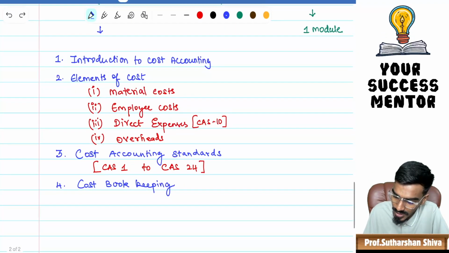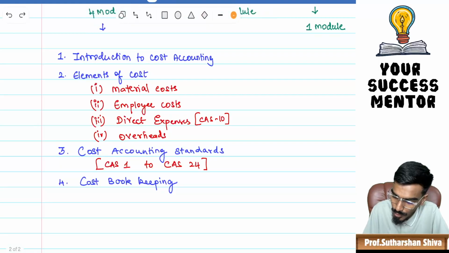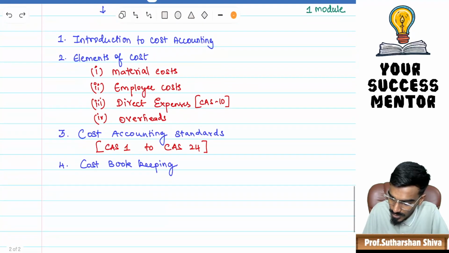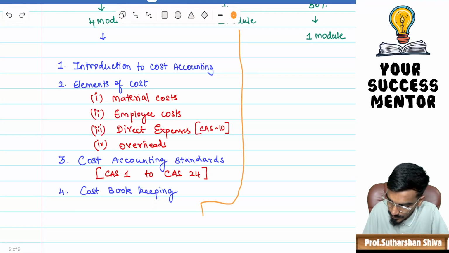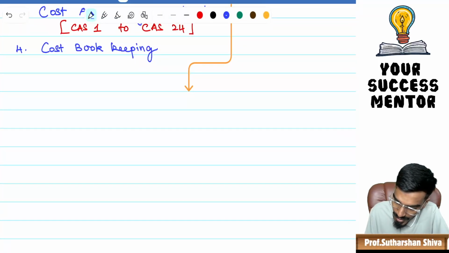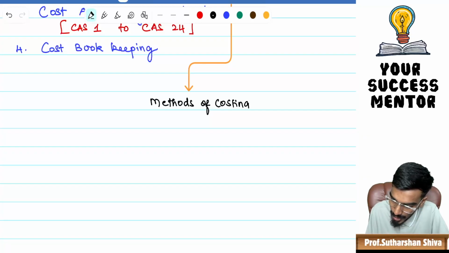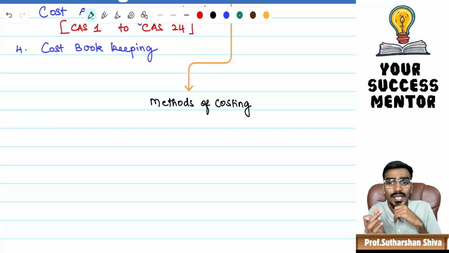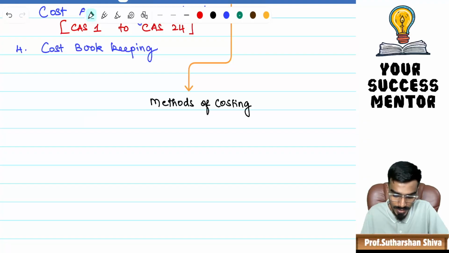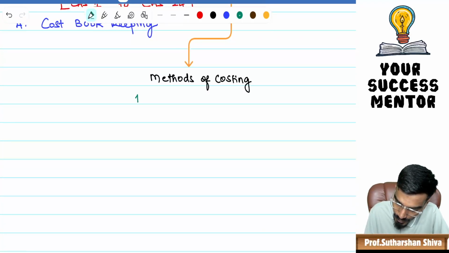Methods of costing is another area which we need to focus on. Listen. Under the head of methods of costing, we have multiple chapters which will be so interesting to learn, and we are going to study different industry-wise costing techniques. In this, the first one will be job costing.